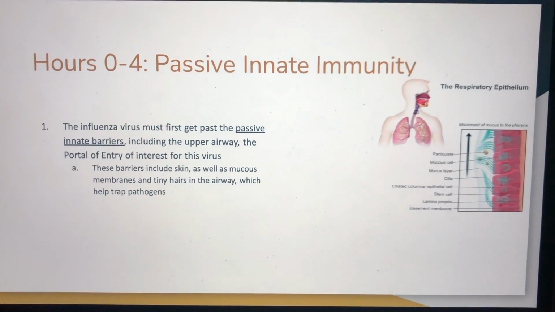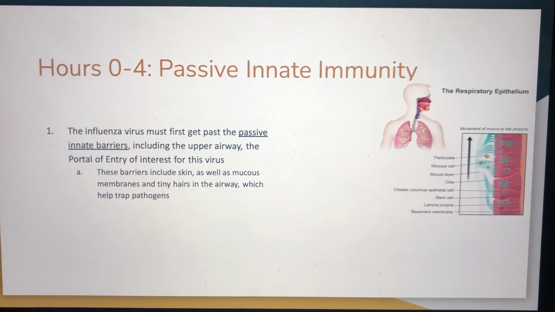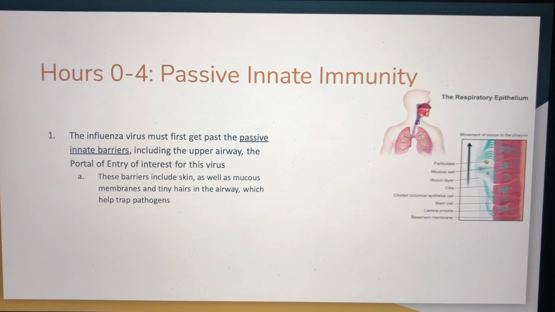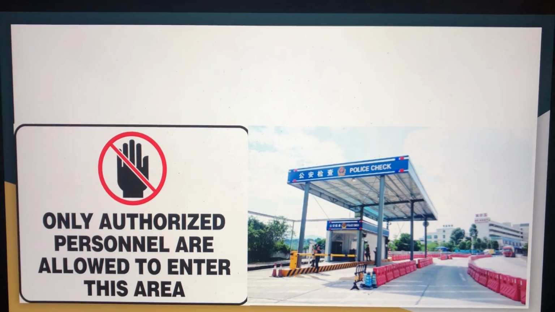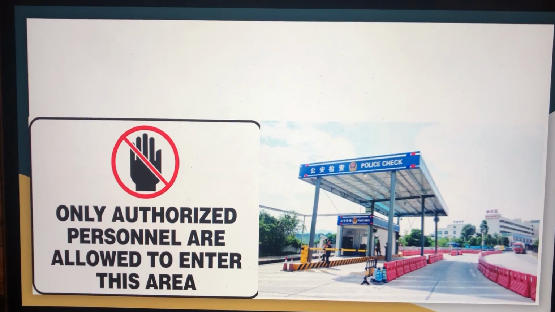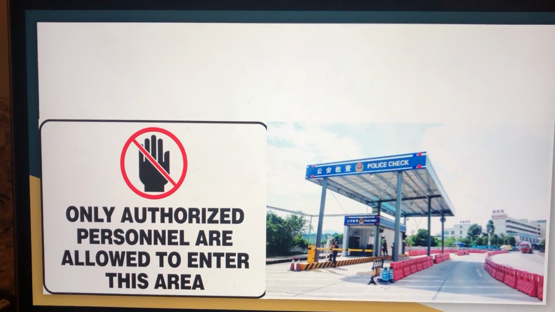To start off, this pathogen must first evade passive innate barriers, which ensure that most microbes in the body aren't pathogens. In this case, these defenses represent checkpoints near the entrance of the bank, in which the only people allowed in the bank are security personnel.